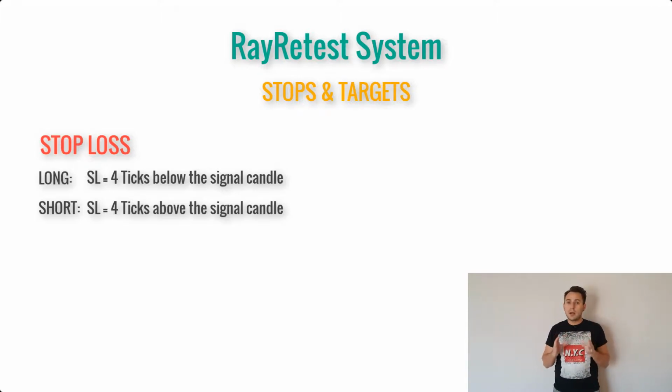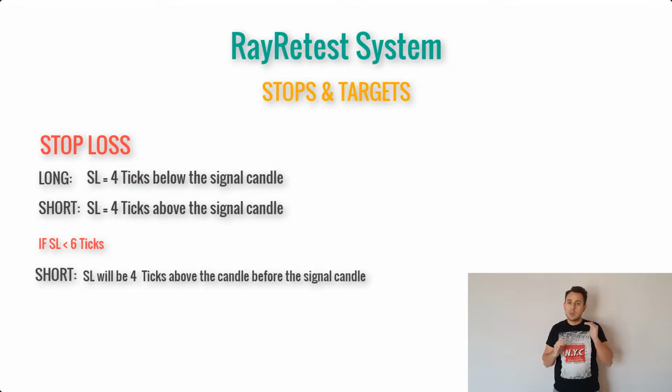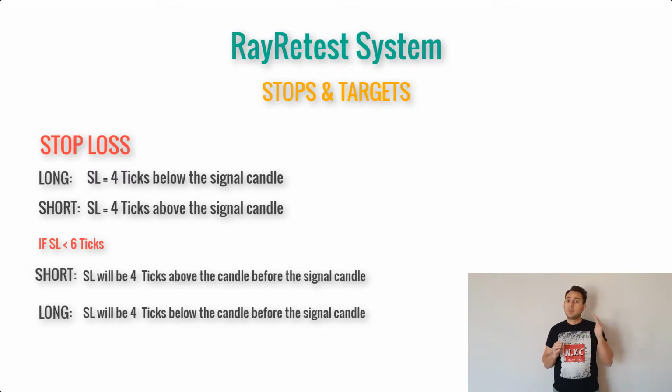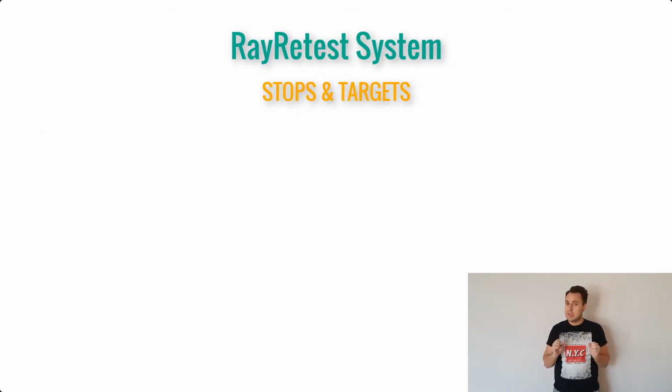Okay, now we have one other rule for this. If the stop loss is less than 6 ticks, so if it's 5 ticks, for example, or 4, then we must use the candle previous to the signal candle to place our stops above. So we got to make sure that our stop loss is never less than 6 ticks. That goes vice versa for the long, where you place your stop below the previous candle to the signal candle, and you got to make sure that it's more or equal to 6 ticks.